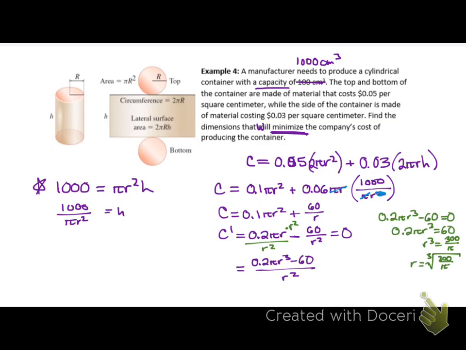We need to now find the height because it's also asking for the dimensions. So the height ends up being 1,000 over pi r squared. I'm just going to go ahead and plug it in and tell you what number I get. It's 15.236. And when you optimize, the cost actually ends up being, I'm plugging in 300 over pi, the cost ends up being $19.69.